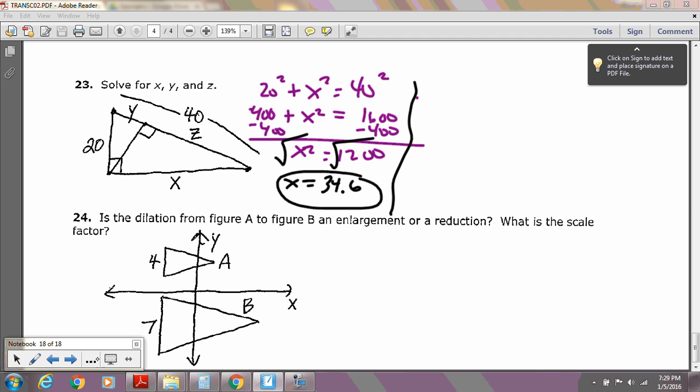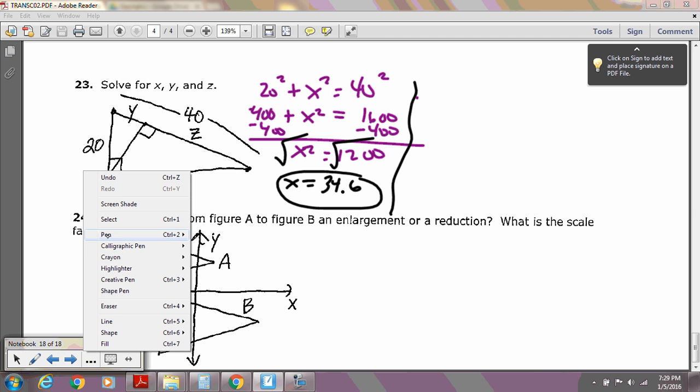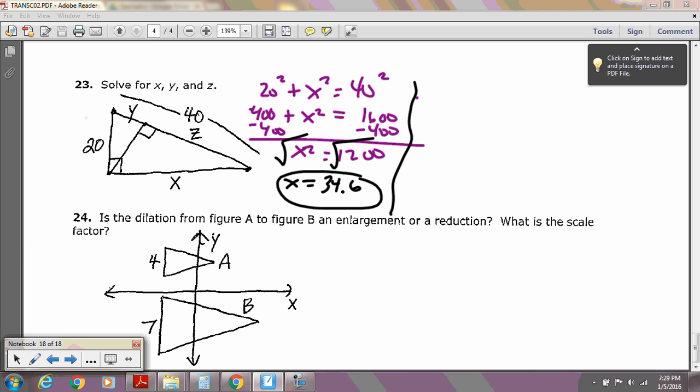Now I would find y using the mustache method, because if I start at y, I go around the corner to 20, and from 20 go to the whole side, which is 40. So that's a proportion I could use to find y. So again, from y to 20 and 20 to 40.